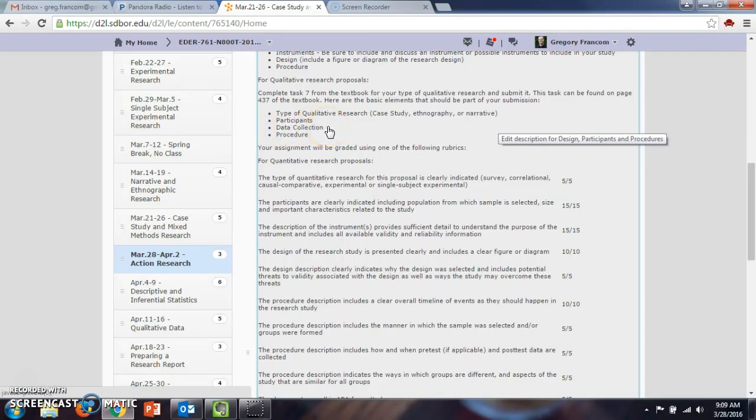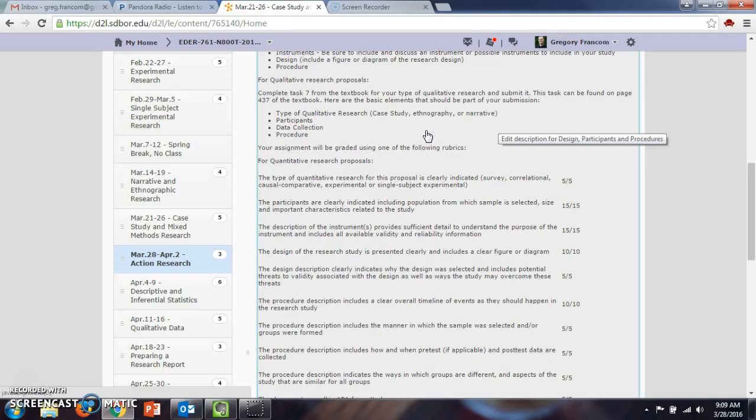And then what are you going to do for your data collection? What data will you collect? Is it going to be observations? Are you going to be there every day, Monday through Friday, for 5 weeks? How are you going to collect data? Is it going to be interviews? What data collection will you follow? And what's the procedure? Talk about what your procedure will be in collecting this data and doing this research.